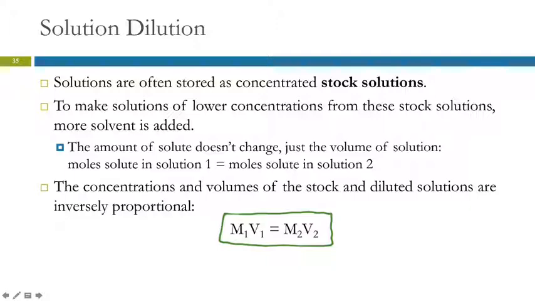So molarity has units of moles per liter, and we're multiplying by volume, usually in liters. And so the liters cancel out, and that gives us moles of solute. On the right side, we also have molarity, moles per liter, times volume in liters, and that also gives us moles. This equation works because the moles of solute are not changing. We're just changing the volume.